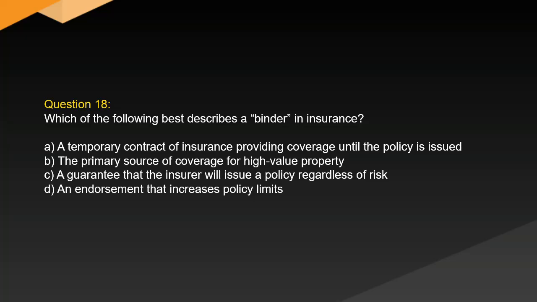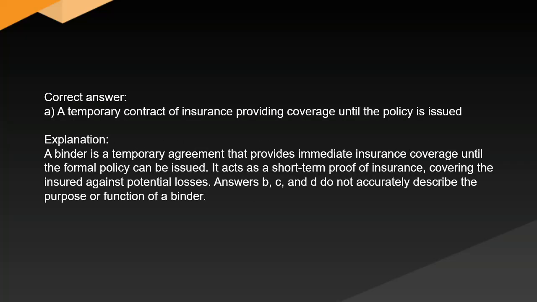A. A temporary contract of insurance providing coverage until the policy is issued. B. The primary source of coverage for high-value property. C. A guarantee that the insurer will issue a policy regardless of risk. D. An endorsement that increases policy limits. Correct answer: A. A temporary contract of insurance providing coverage until the policy is issued.